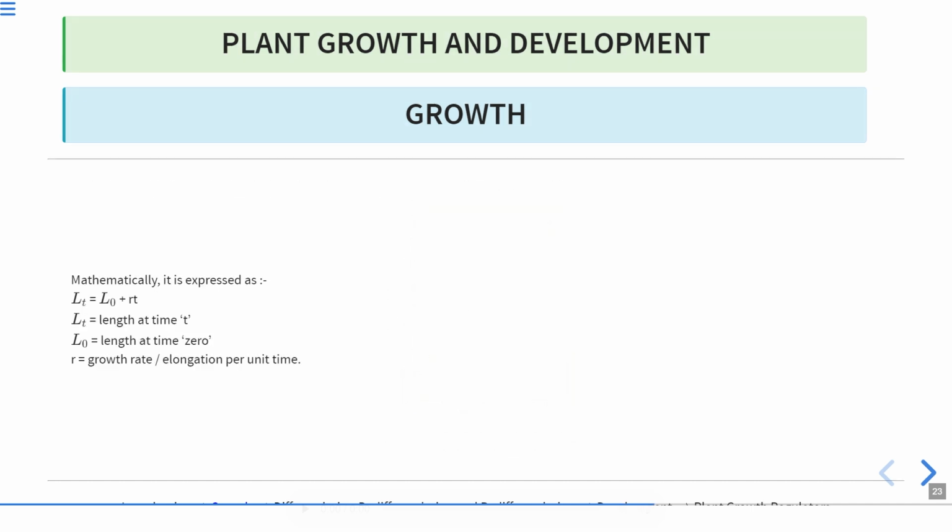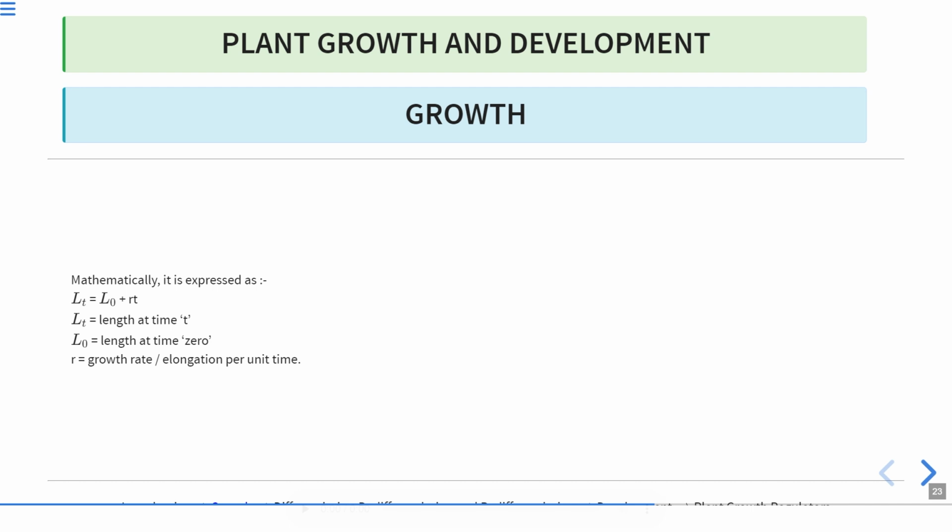Mathematically, it is expressed as Lt = L0 + rt. This is one of the formulas. Lt is the length at time t, that is, after a time t, the length of the root. L0 is the length at time 0, at which you first started to measure the length of the root.